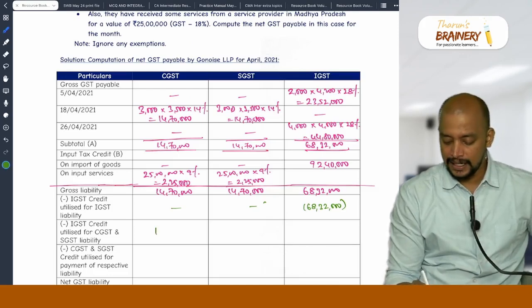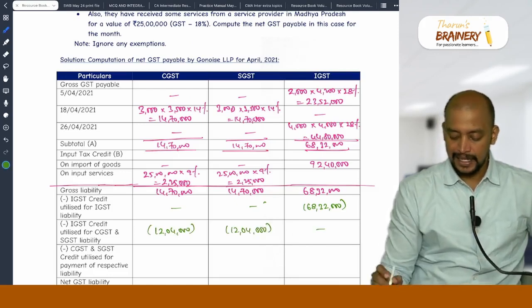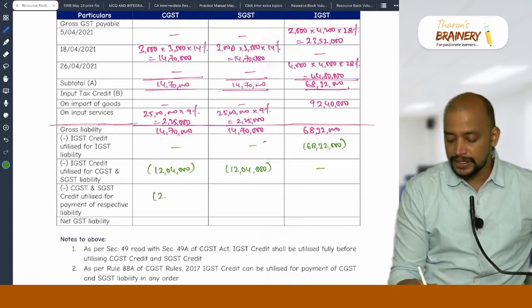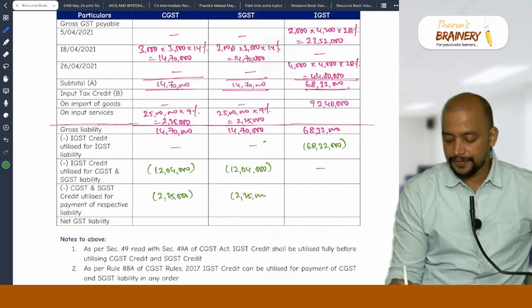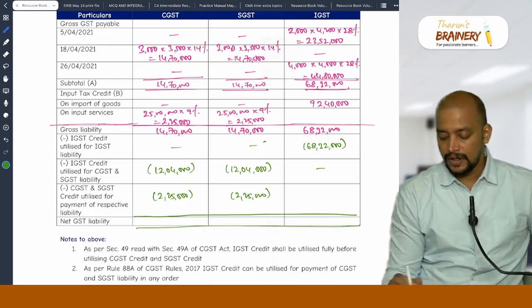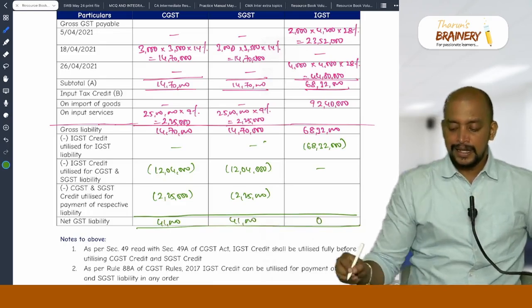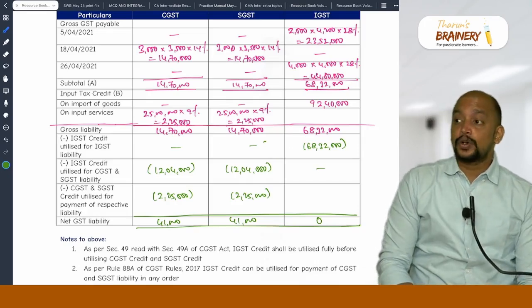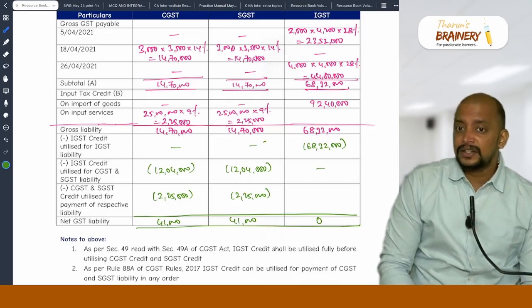That's the next line. 12,04,000, 12,04,000. Then the respective credits, CGST and SGST, we can utilize. 2,25,000, 2,25,000. And what is the net GST payable? 41,000, 41,000, 0. Is there a possibility of alternative answers? Yes. But the total of net liability will be 82,000.